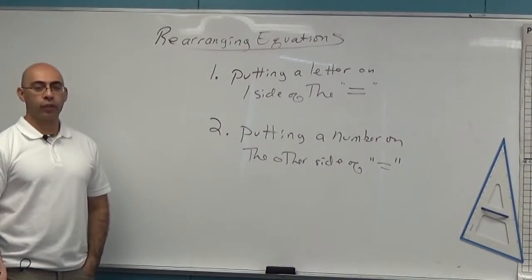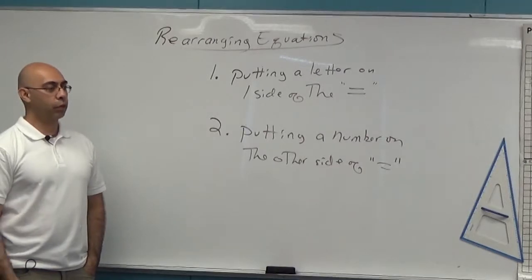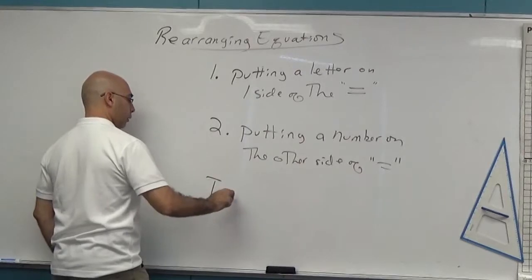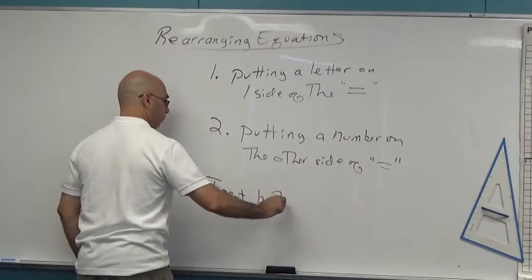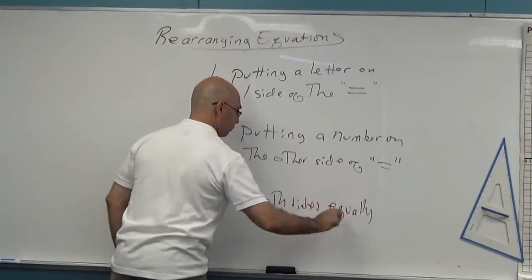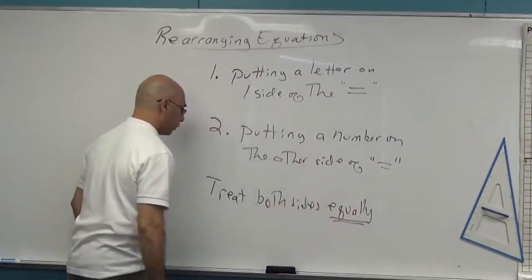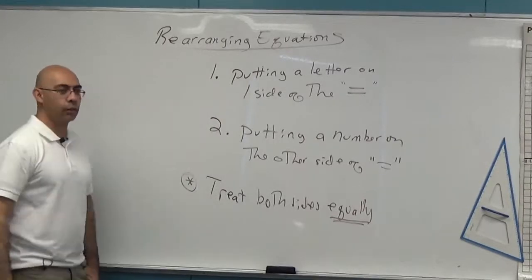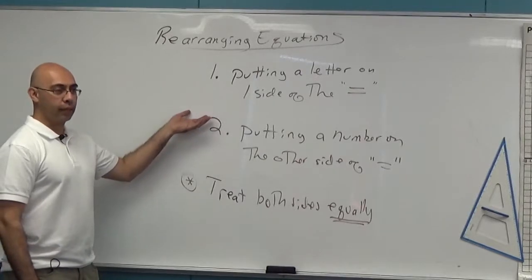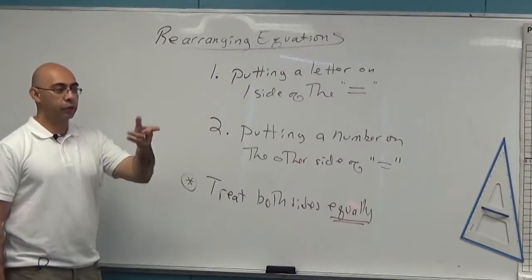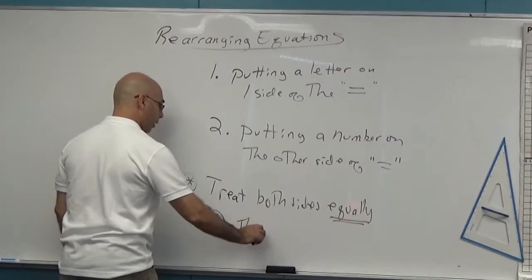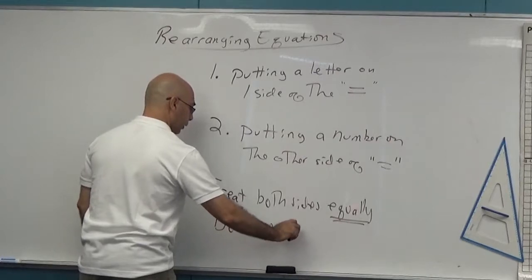And what are you always doing when you're doing that? When you're putting something on one side to the other? So keep in mind that you're treating both sides equally to keep it balanced. But how do I get rid of like a positive 3? So you do the opposite. So, and another key idea is do the opposite.